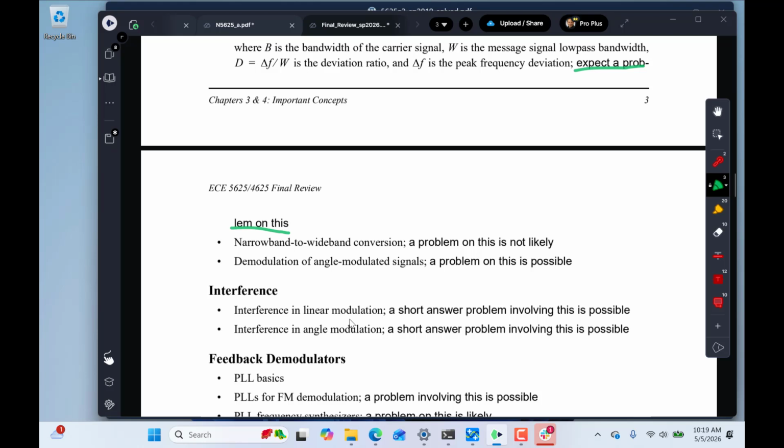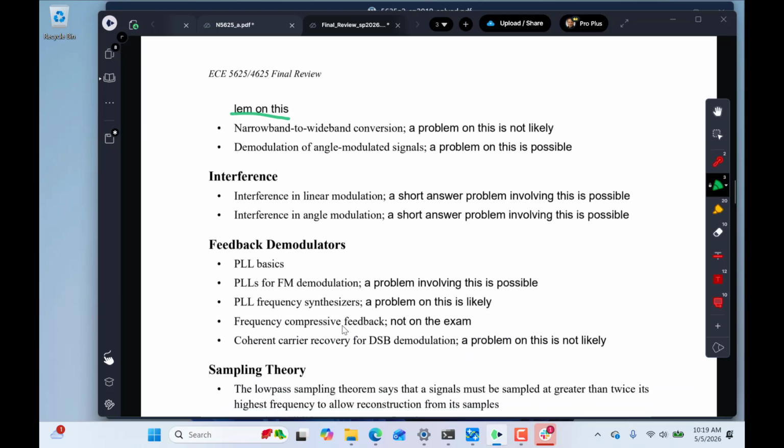Narrowband to wideband conversion, you saw that in homework. I don't really intend to revisit that. Something with demodulation of angle modulated signals definitely shows up. I mentioned earlier today that demodulation of angle modulated signals involves, from our experience, either a standard discriminator in the theoretical sense, or a DSP-based discriminator, or some sort of phase-locked loop demodulator. Those are the main go-to points.